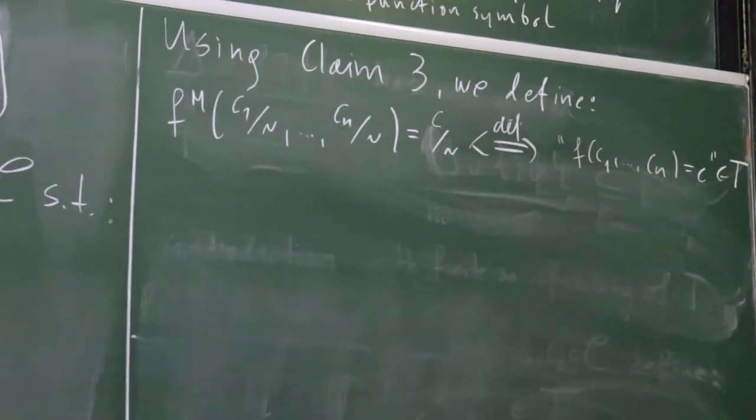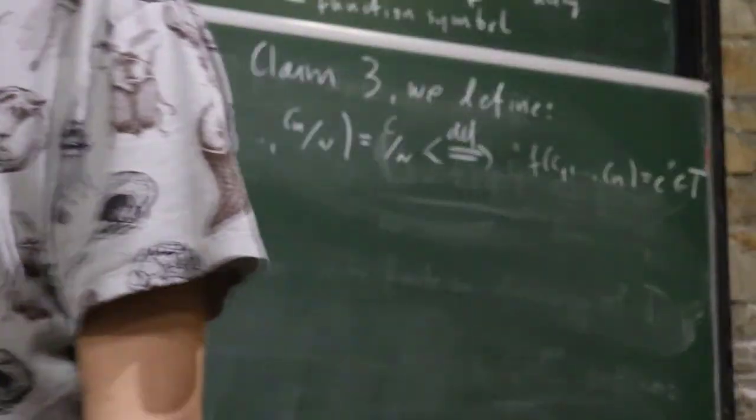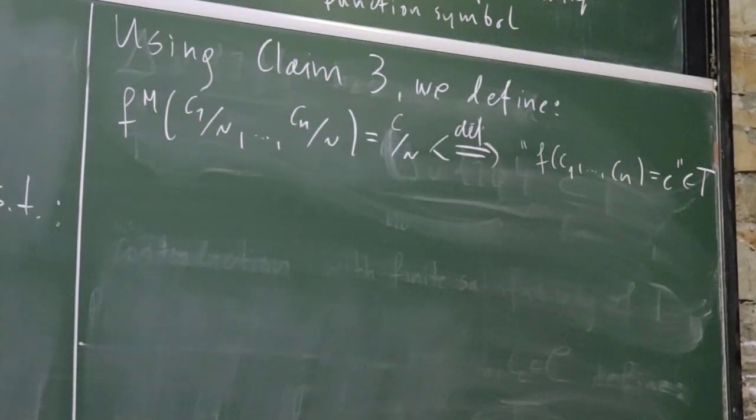Okay. So this part used everything. To interpret the function symbols, we had to use all the assumptions, including the witness property.